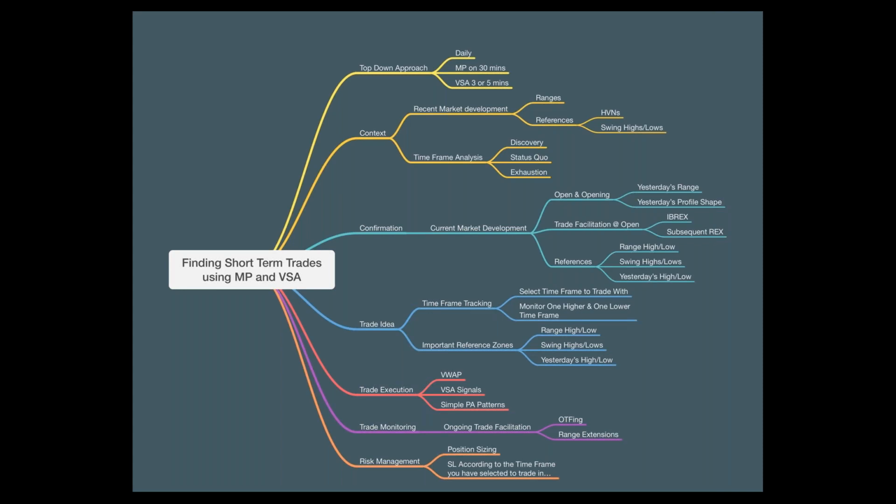Basically, it might look very complex, or you might think, okay, there are so many steps, Dean, how can we actually implement these in real time? Because today's session is about finding short term trades using market profile and VSA. Now most of the things that you see in this mind map will become second nature for you. Once you start implementing them, it won't take you more than a minute or two to understand what the market is trying to do at this particular moment.